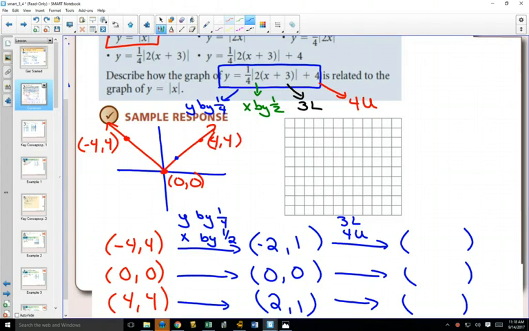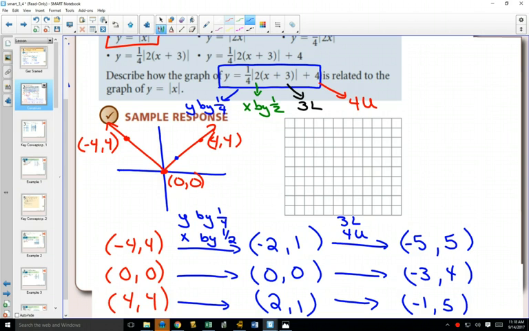If I'm at negative 2 and I go 3 to the left, I'll end up at negative 5. If I'm at 1 and I go 4 up, I'm at 5. If I'm at 0, 0, I go 3 to the left, I'm at minus 3. 4 up, I'll be at plus 4. And 2 comma 1, if I go 3 to the left, I'll be at minus 1. And up 4, plus 5.